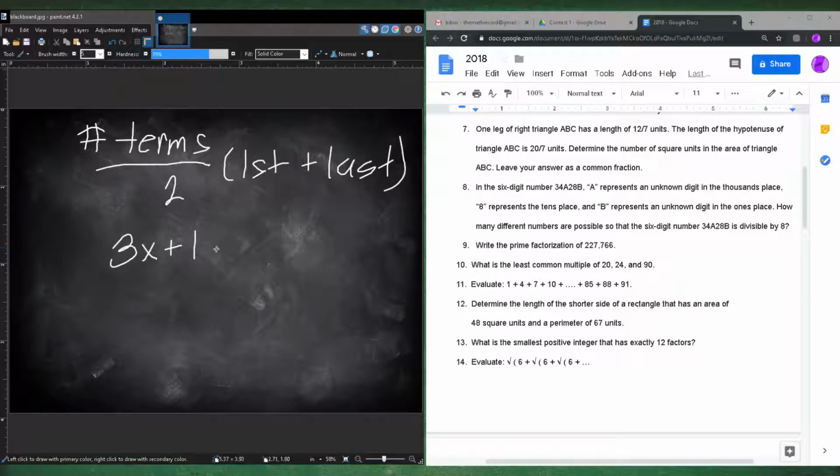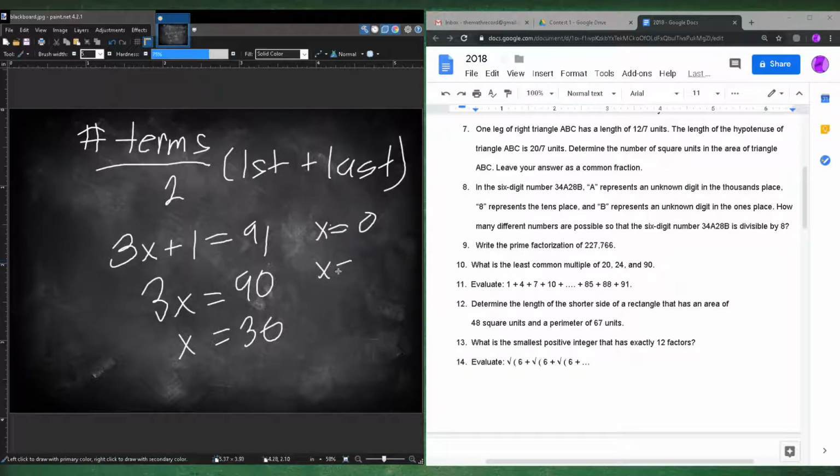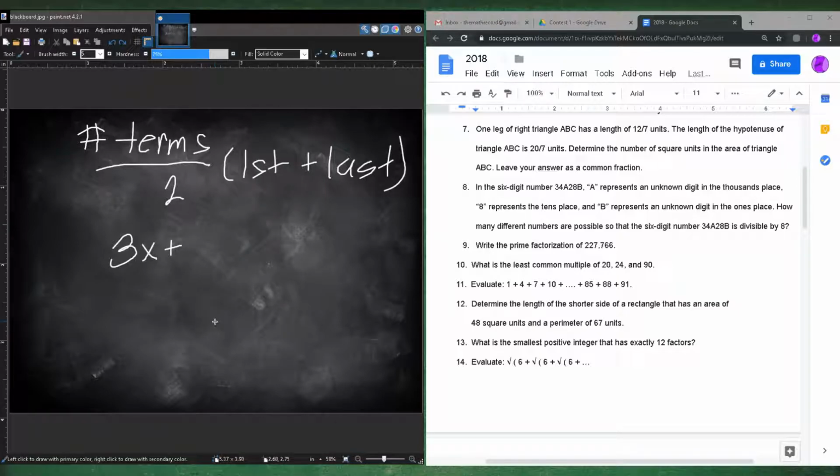So when does this number equal 91? Minus 1 is 90, divided by 3 is 30. So there's 30, but we start at 0. So if x goes from 0 and we end at x equals 30, that means we have 31 terms, right? Because it's 1, 2, 3, 4, 5, 6, 7, 8, until 30, so that's 30 numbers, but you have to include that 0, so that's 31. So there are actually 31 numbers. Using this idea, we know that the number of terms is 31.